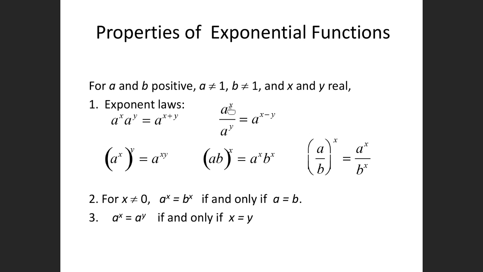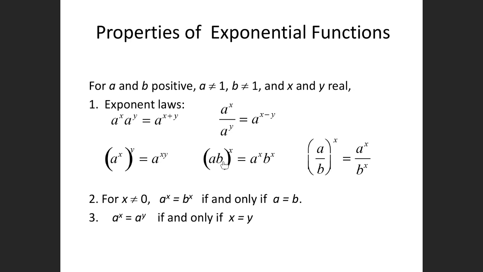Inversely, if we have two exponential functions that are being divided, well, the opposite of multiplication is division, the opposite of addition would be subtraction. So to simplify a division of two exponential functions that have the same base, we will subtract their exponents. Then we also have what's called the power law, that if we have an exponential function and we take it to another exponent, we're going to multiply the exponents.